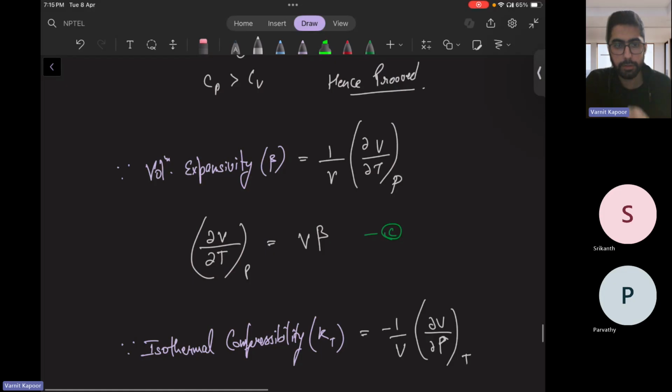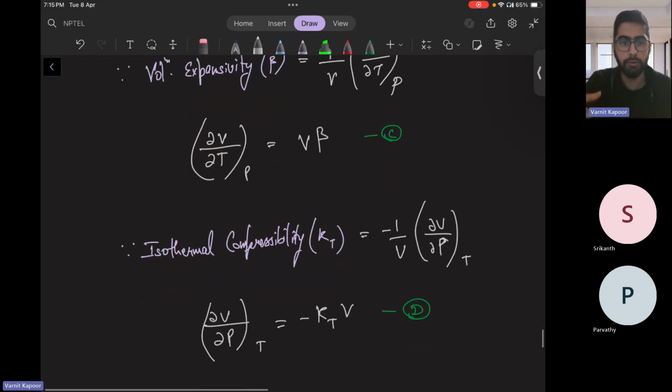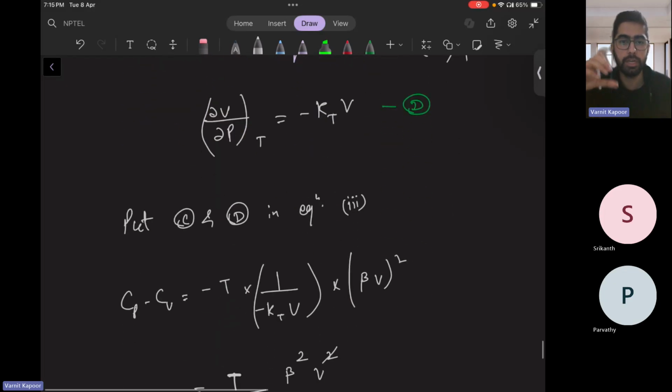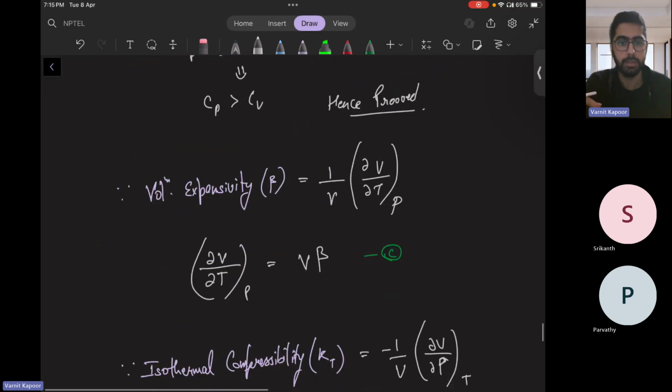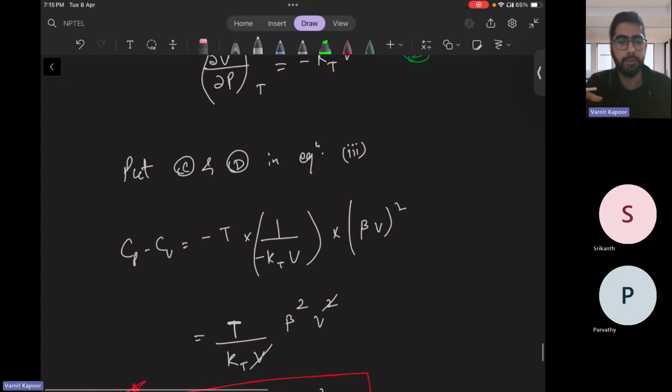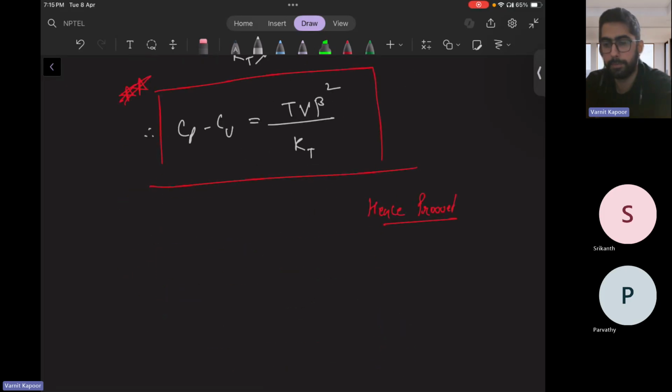Now coming to our initial proof, what is volume expansivity? From here we got dou V by dou T as beta times V. And from the definition of isothermal compressibility, we got dou V by dou P at constant temperature as negative of Kt times V. Put these C and D in your equation 3. After putting these, we finally get the relation Cp minus Cv is equal to T V beta square by Kt. That was very, very important. I hope there are no doubts remaining now. I've cleared it in a very simple way.